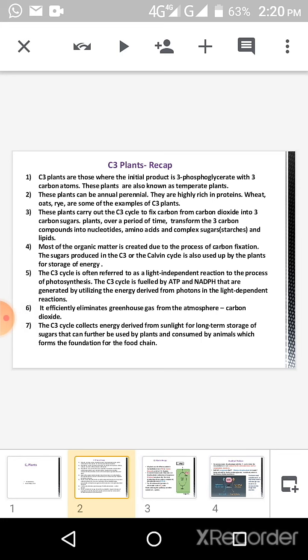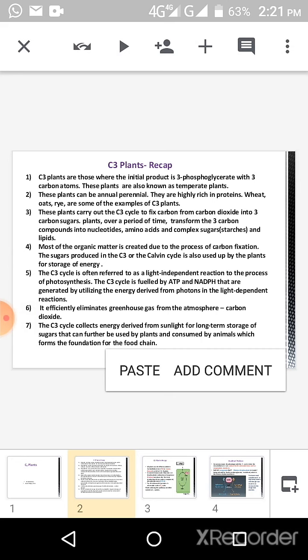As we have already studied, C3 plants are those plants where the initial product is a 3-phosphoglycerate with 3 carbon atoms. These plants are also known as temperate plants. These plants can be annual, perennial. They are highly rich in proteins. Wheat, oats, rye are some of the examples of C3 plants.